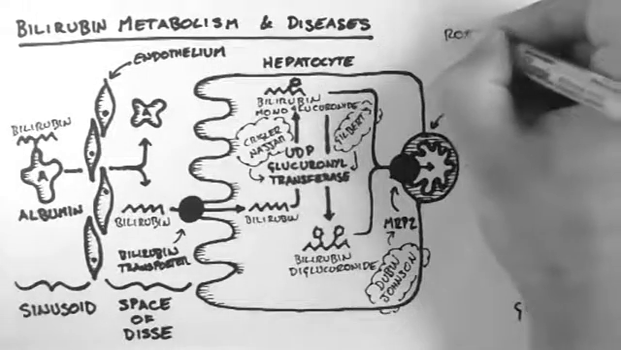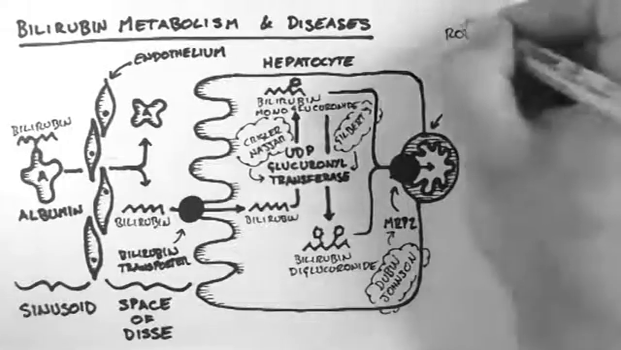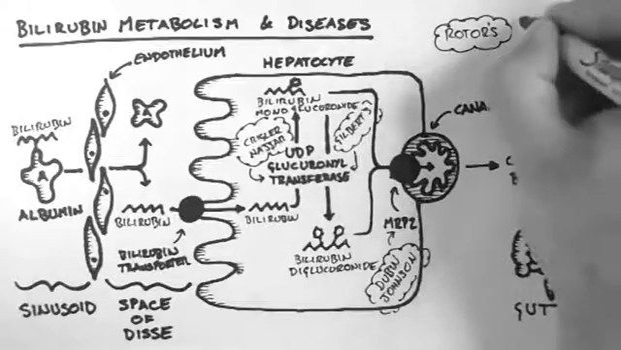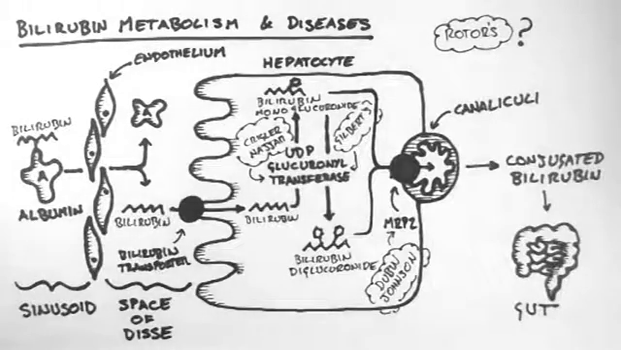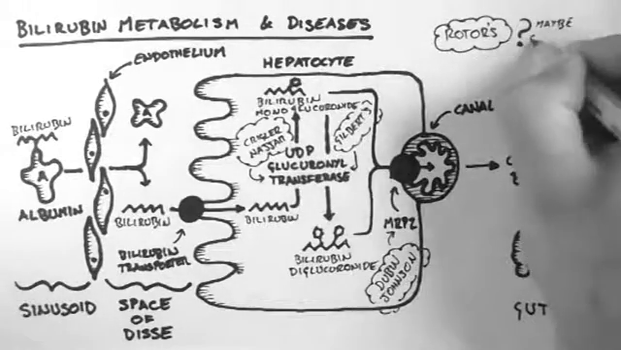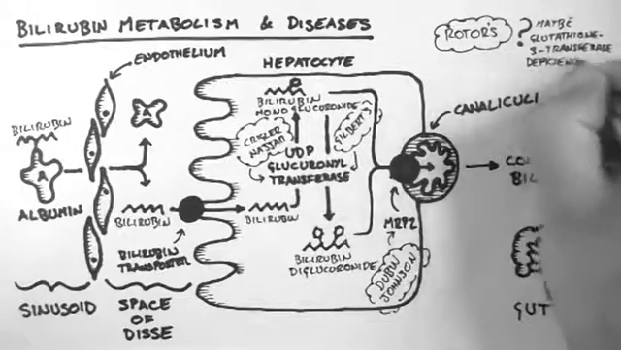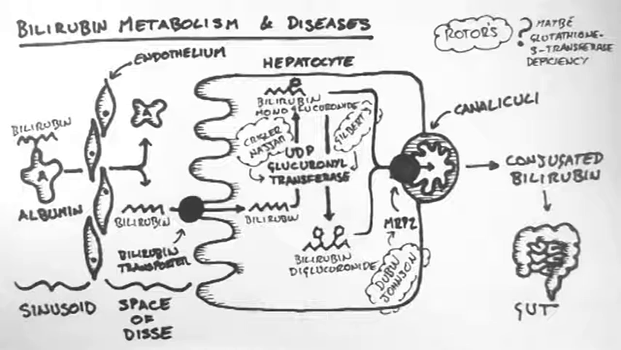The last disease is called Rotor syndrome, and this disease is a bit of a mystery. It seems similar to Dubin-Johnson syndrome and causes an increase in conjugated bilirubin in the blood, but a cause for this disease has not been determined. A glutathione S-transferase deficiency has been suggested, as this is a transporter of bilirubin within the hepatocyte, but for now the cause is unknown.